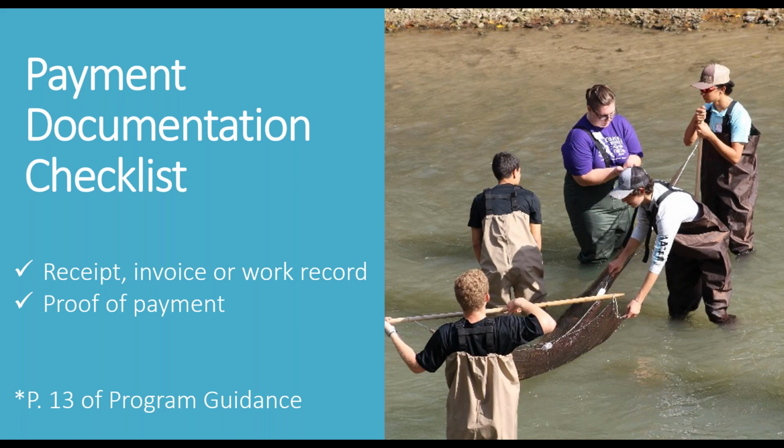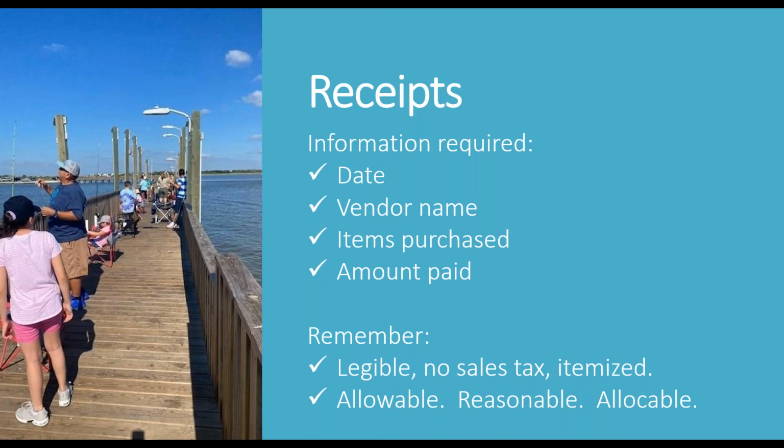But just keep in mind that on page 13 of your program guidance, we outline all of this information in detail about what information you need, what counts as proof of payment, what is needed in your receipt, invoice, or work record. That's all outlined in your program guidance document. But we will go over that information now. All right, first up is receipts.